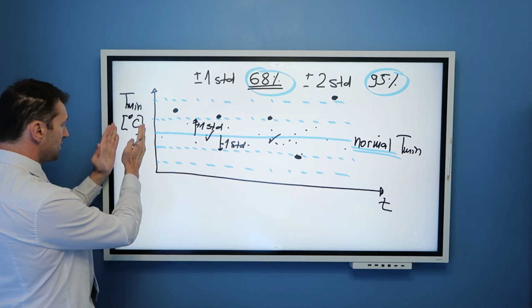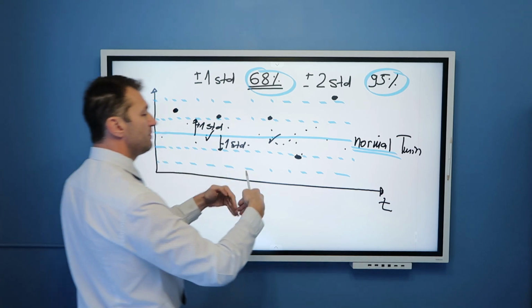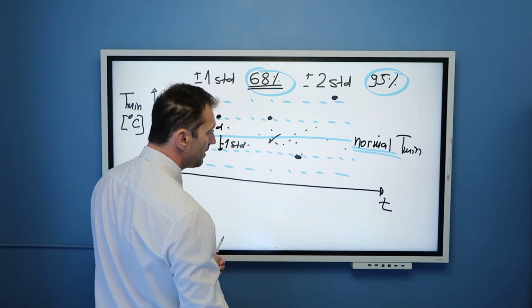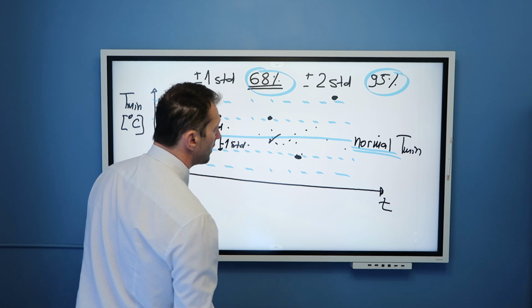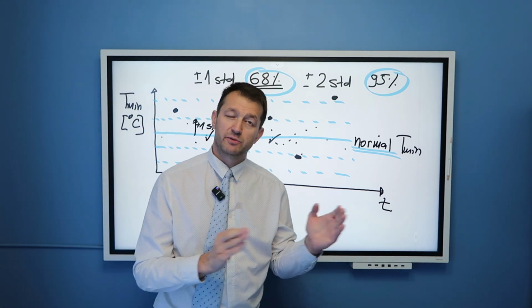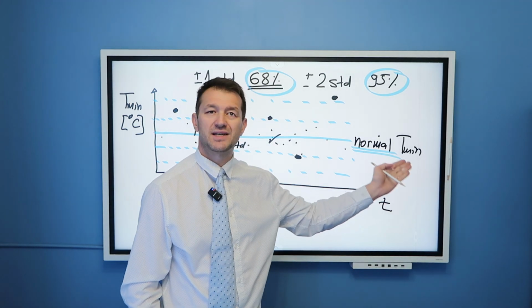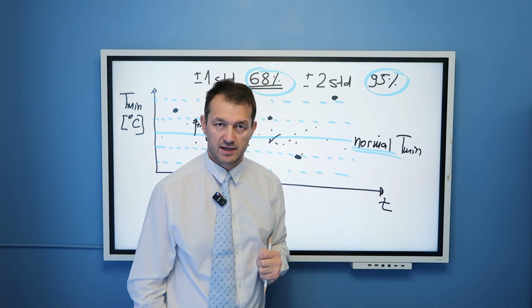Of course, I used here the example of minimum temperature, but the same is for maximum temperature or daily mean temperature. And daily mean temperature, as we saw in my previous video, is usually calculated as arithmetic average between maximum and minimum temperature for a given day.